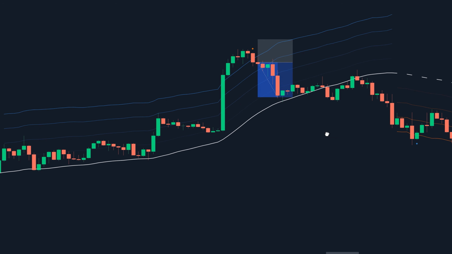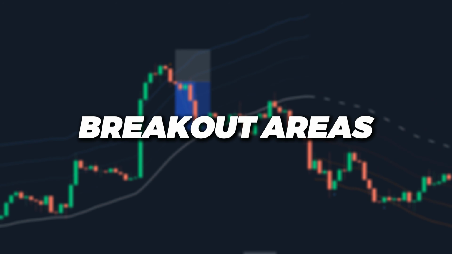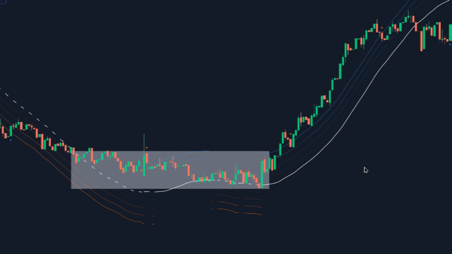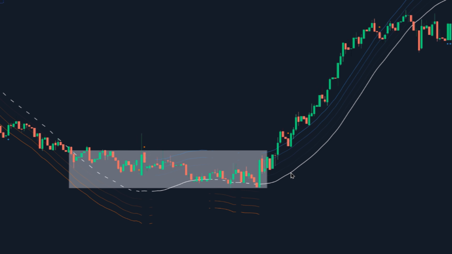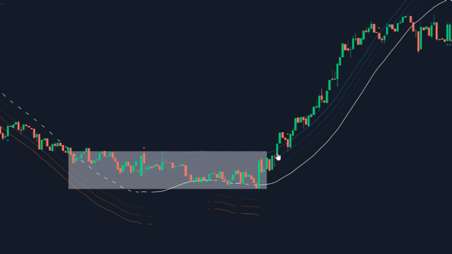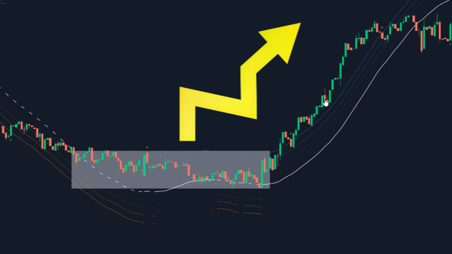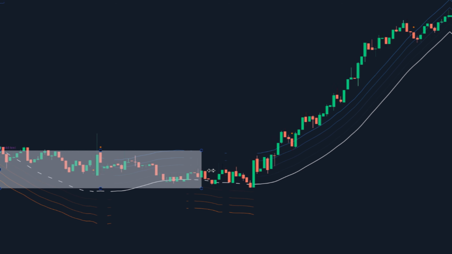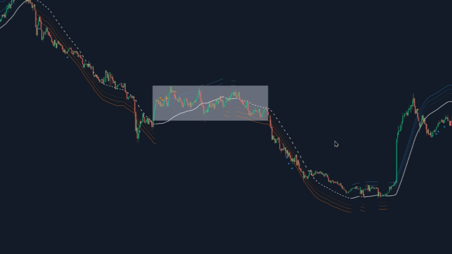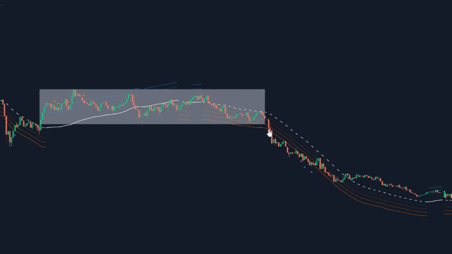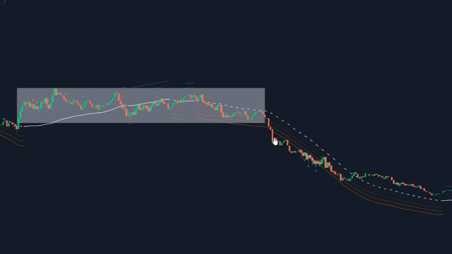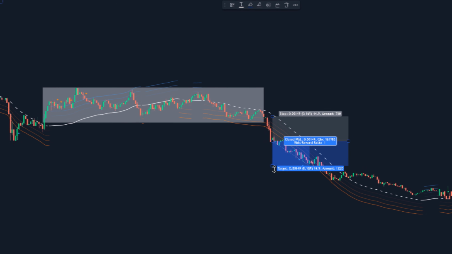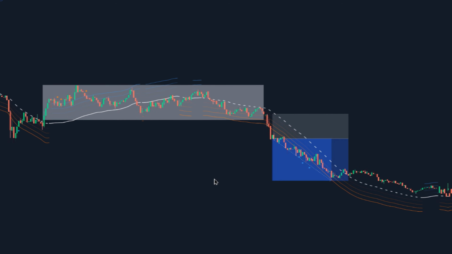This indicator can also be used to spot breakout areas in a ranging market. This is going to happen whenever the price crosses the outermost band. In a ranging market, if the price crosses above the upper outer band, that is a possible bullish breakout. This will indicate a strong upward momentum, and whenever this happens, you may want to consider taking long positions. Conversely, whenever the price crosses below the lower outer band, that is a potential bearish breakout, which indicates strong downward momentum. Whenever this happens, you want to consider taking short positions.